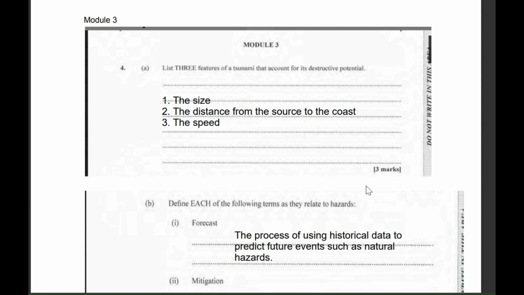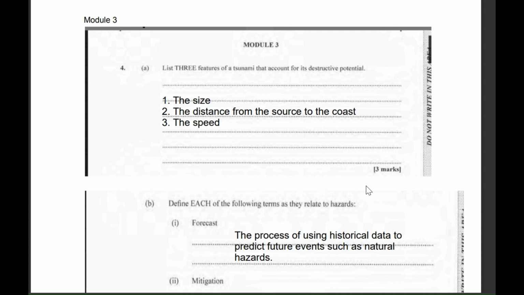The larger the tsunami, the more destructive it is. The smaller the tsunami, the less effective it is. Number 2, the distance from the source to the coast. The closer to the coast the tsunami is, or the closer to the coast the source of the tsunami is, the greater the effect, while the further away from the coast the tsunami is, the less effective it is.